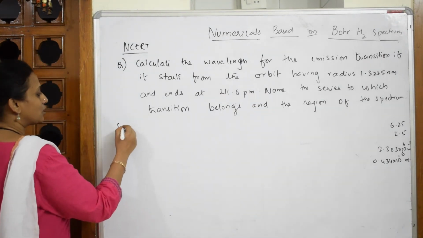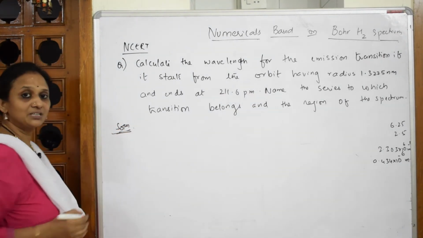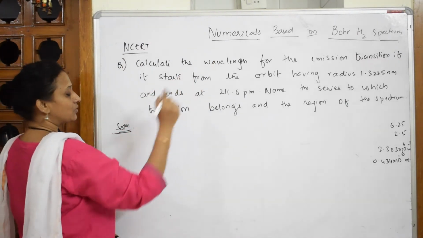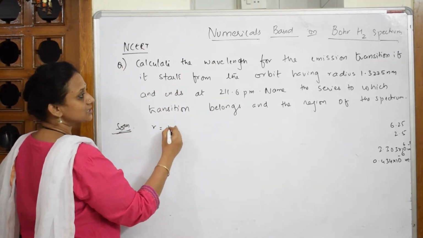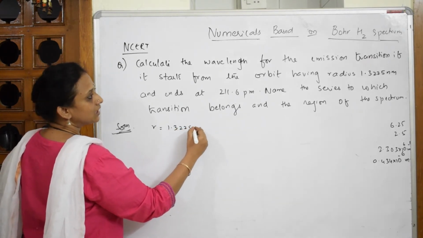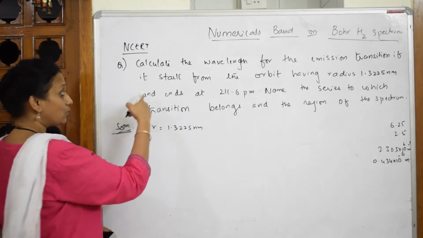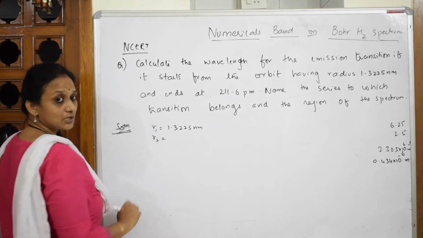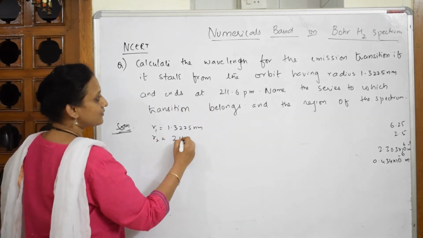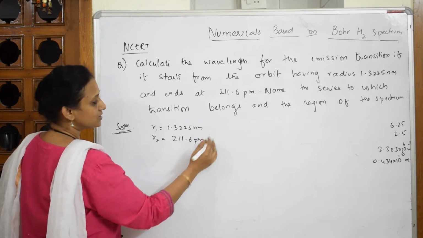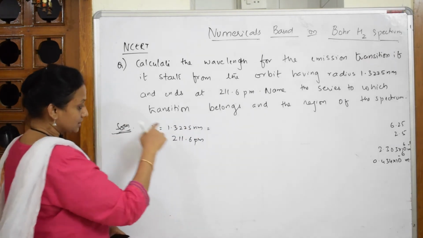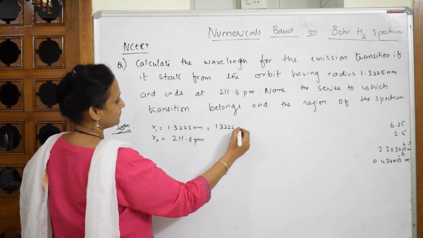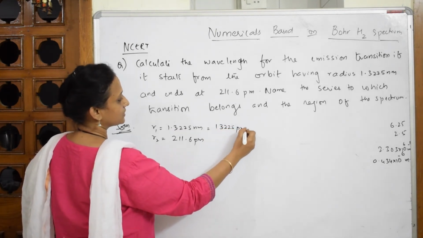Okay, let us calculate this. How to do this? First of all, when such a numerical is given to you, note the given data. What do they give me? They've given us a radius of 1.3225 nanometer. Let us write this as R1. One more radius which is the end, let us write this as R2. Here it ends at 211.6 picometer. Now convert this into picometer. This becomes 1322.5 picometer.